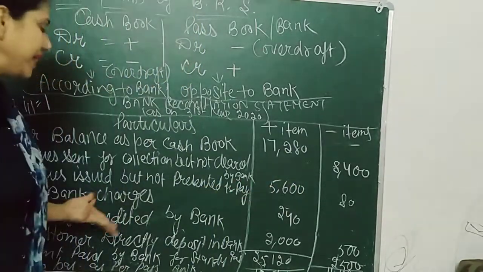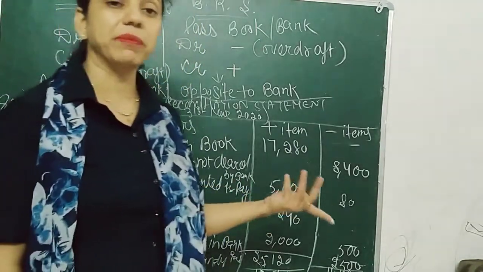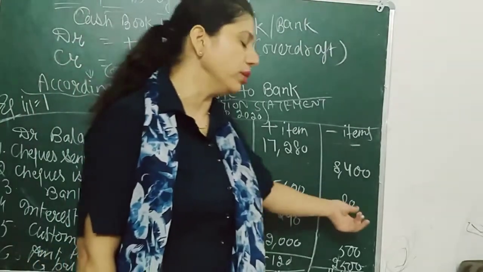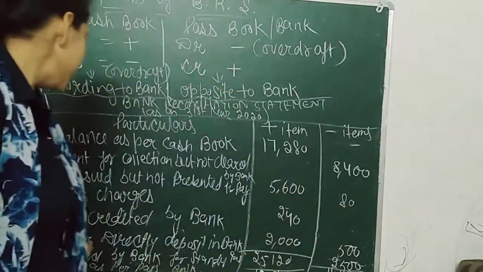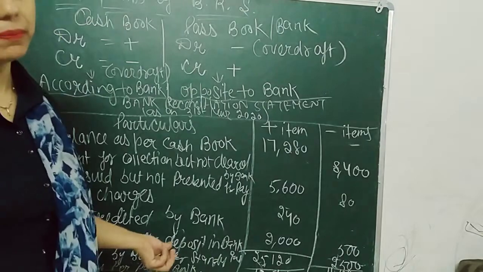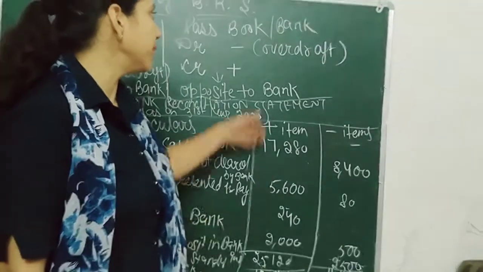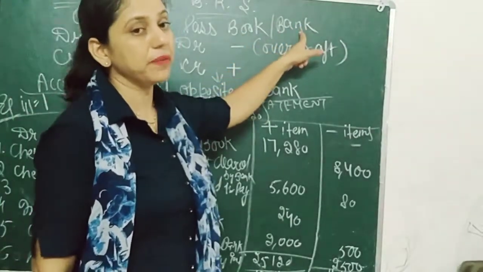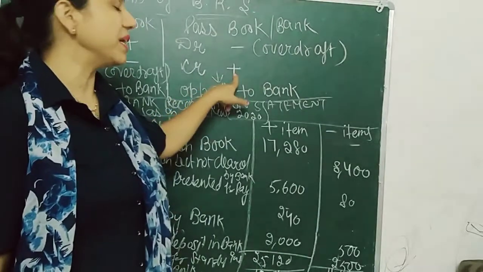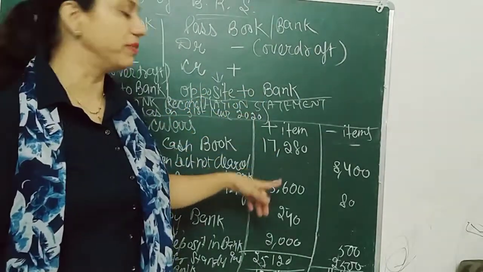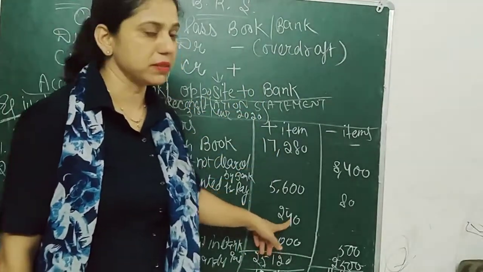Next, bank charges. Bank charges means bank balance is minus, so we will put it on minus. Next, interest credited by bank. Passbook is also called bank. Credited by bank means plus. So bank has plus, so we will also put it on plus.